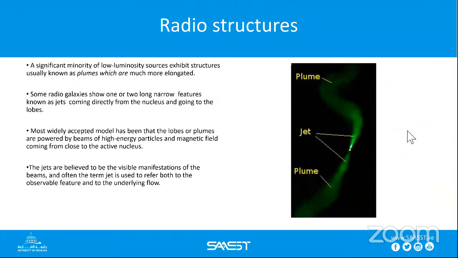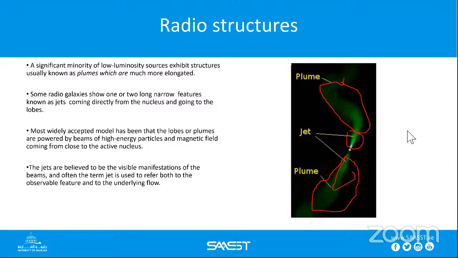Another structure you can see here is quite different from the other one. At the end of the lobe, we don't see this hot spot. So this structure is just going to spread away and be diffused. We also call these lobes, but we call them plumes. And in this object, you have jets on both sides. So this is one jet here, okay? And this is also another jet here.